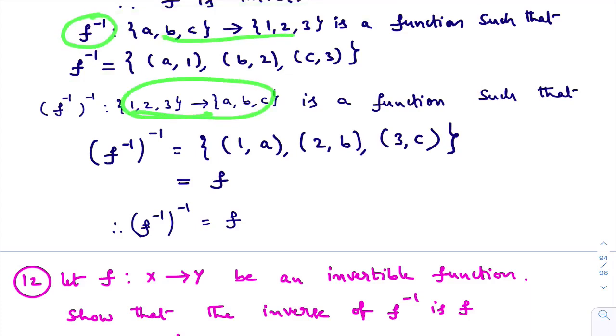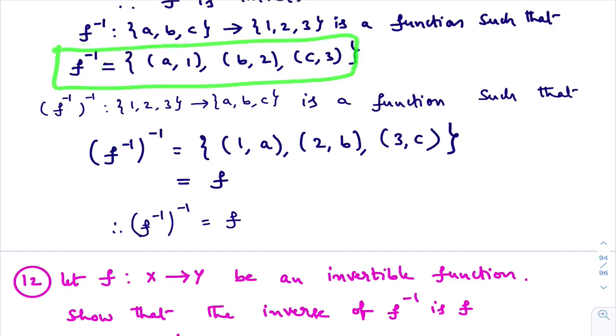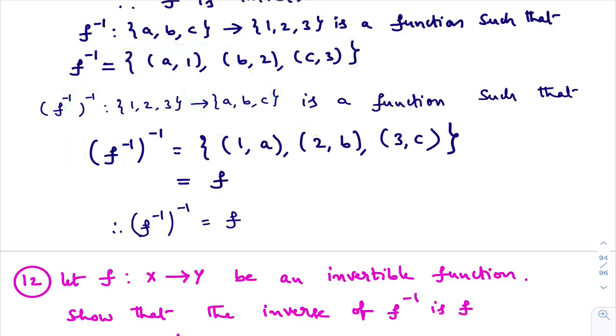1, 2, 3 to a, b, c. And what about its inverse? This function inverse. Please try to understand. As you know, f inverse exists and its inverse exists. Its inverse is what? Its inverse is a comma 1 is there in f inverse, its inverse will be 1 comma a. This is b comma 2, its inverse will be 2 comma b. Here c comma 3 is there, its inverse will be 3 comma c. Here I got f inverse whole inverse.